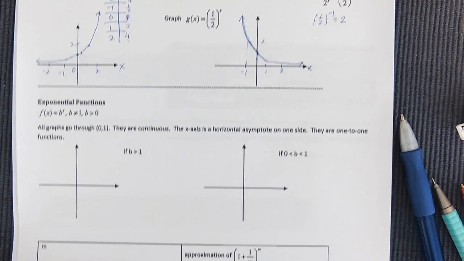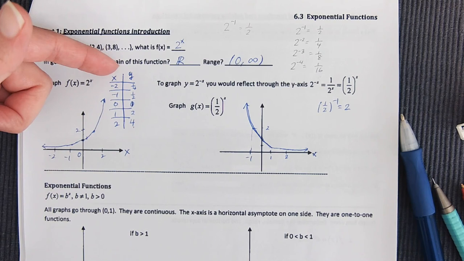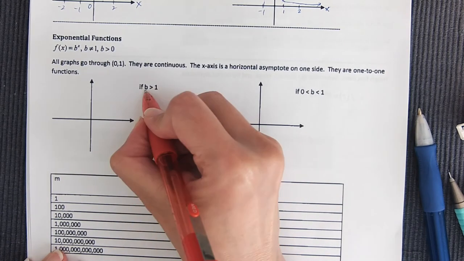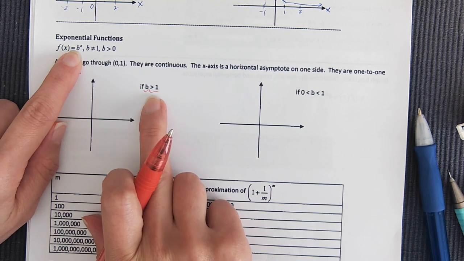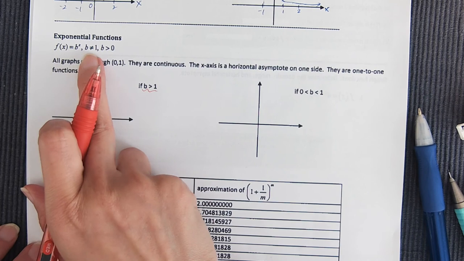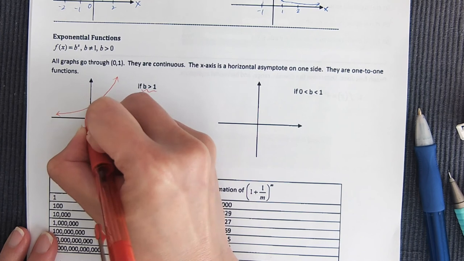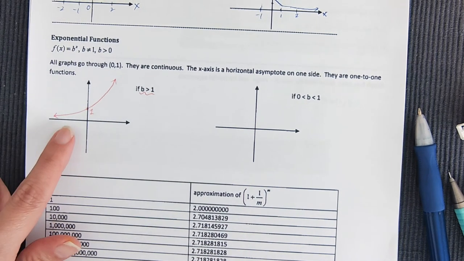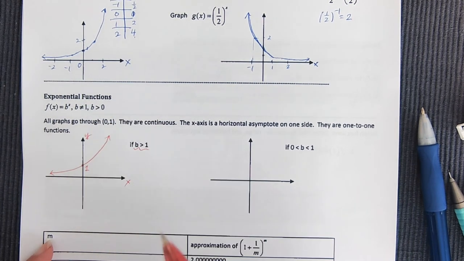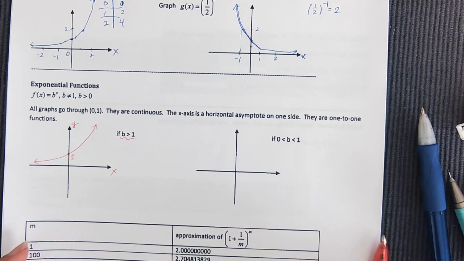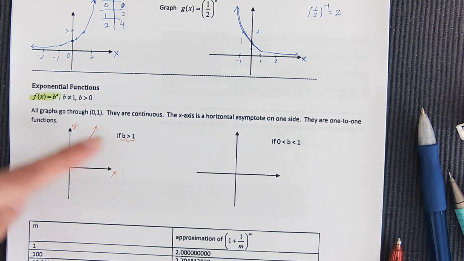So here is a summary. Let's quickly summarize it. If we have a regular whole number base, the graph shape never changes. The graph is always getting bigger and bigger. These are called exponential functions. If base b is bigger than 1, like 2 to the x, 3 to the x, 4 to the x, the graph is always like this. And make sure it crosses 1. It always crosses 1 on the y-axis.